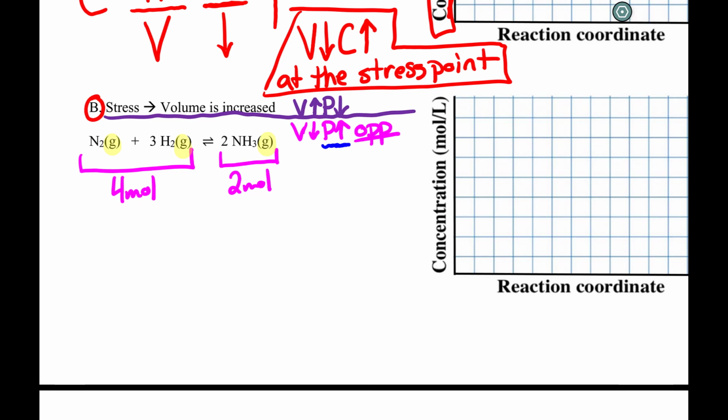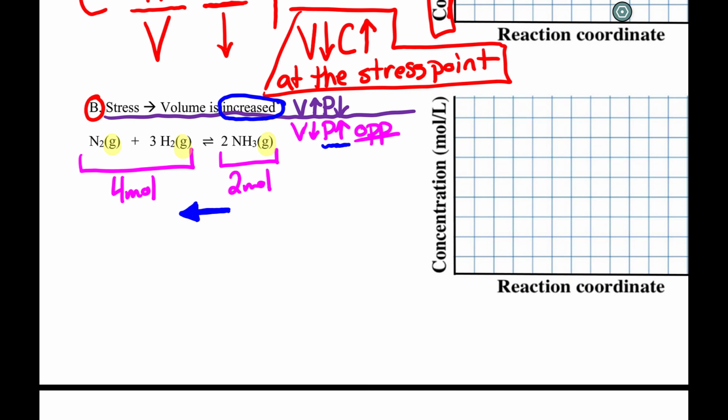So if the volume is increased, the pressure is decreased. I want to do the opposite. I want to bring the pressure up. I'm going to shift to the side with more moles of gas. Or, everybody, I can think about it in terms of volume. If the volume has been increased, then there is more room for more moles of gas, and I'm going to shift to the side with more moles of gas. And sure enough, I am shifting to the side with more moles of gas.